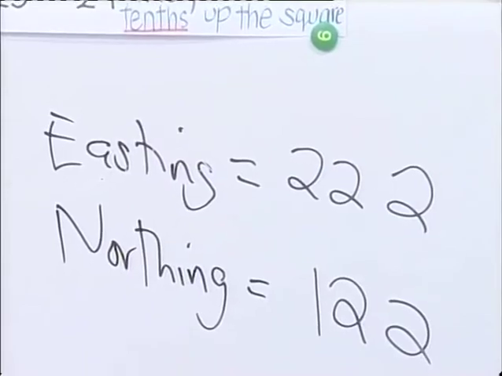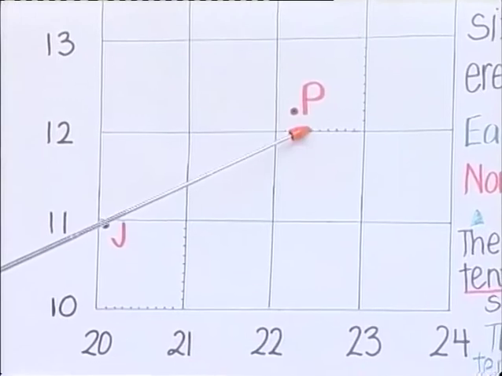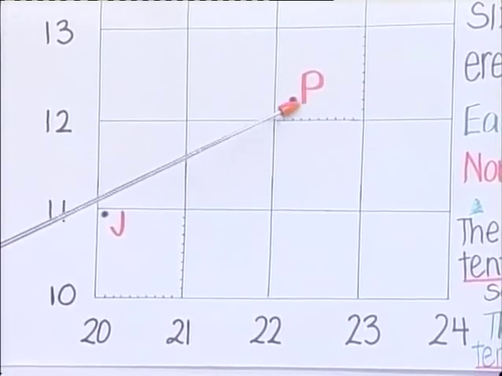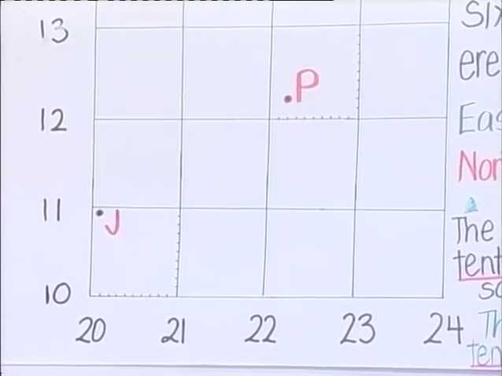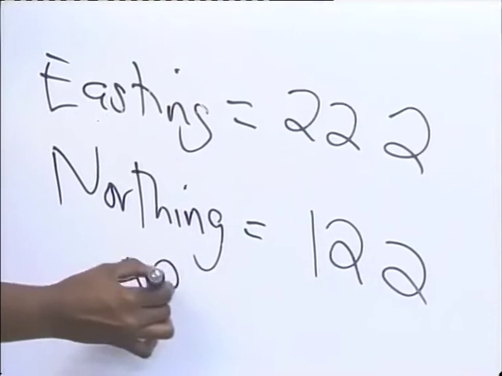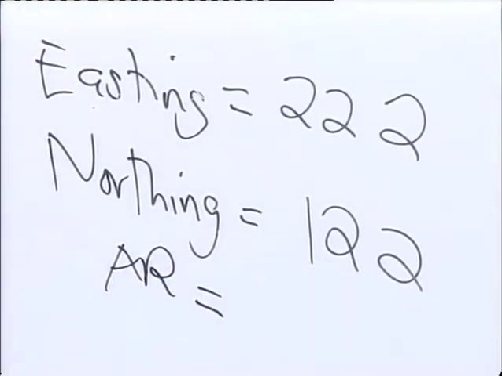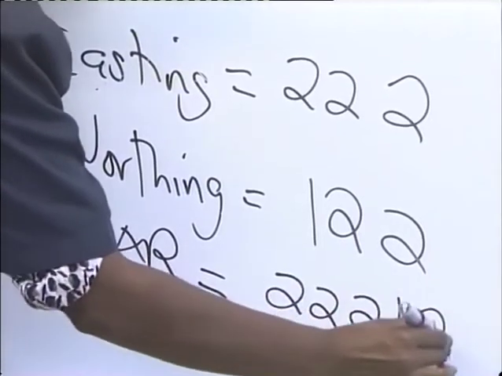Noting, again, you look at your noting. Noting is 12. And then estimate again how many tens. Up the square, we have 1, 2. All right? So your area reference is 22, 2, 12, 2.